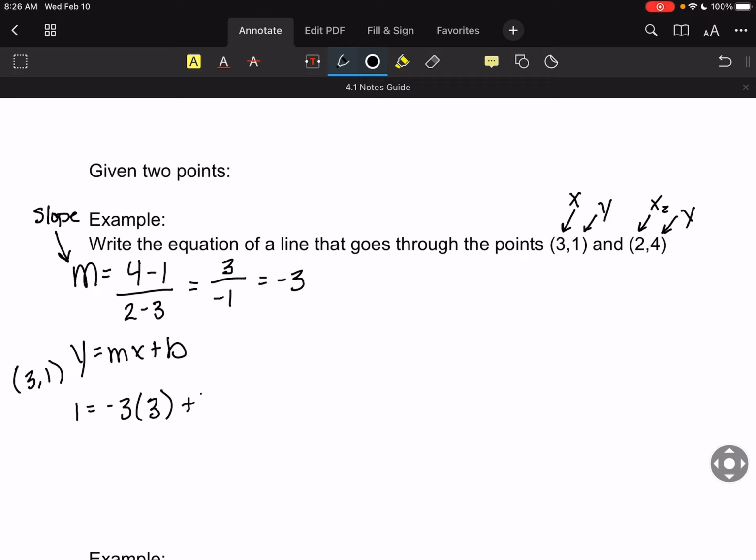Remember, that's your slope, and then plus b. So again, I'm solving for b, so now I'm going to have negative 9 plus b is equal to 1. Add 9 on both sides, and now I will have that 10 is equal to b. So I can finally write that final equation: y is equal to negative 3x plus 10.